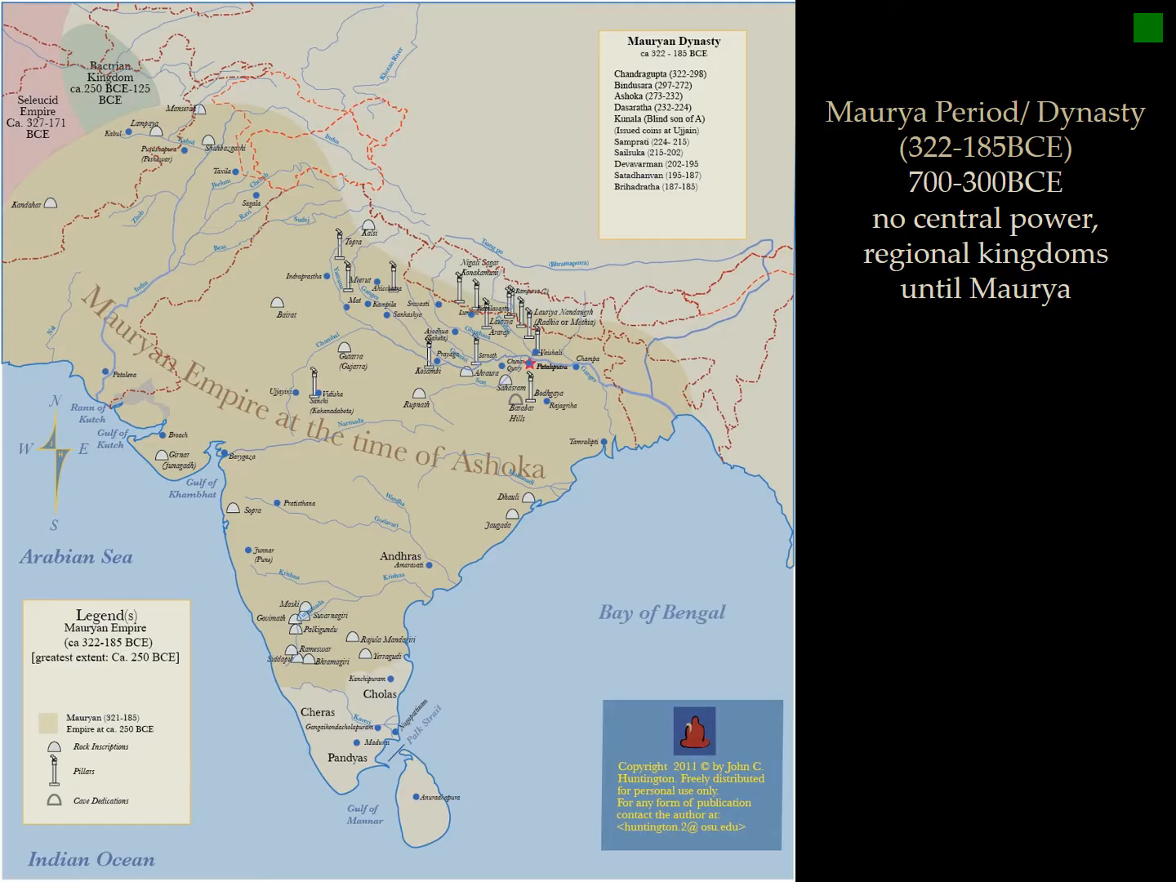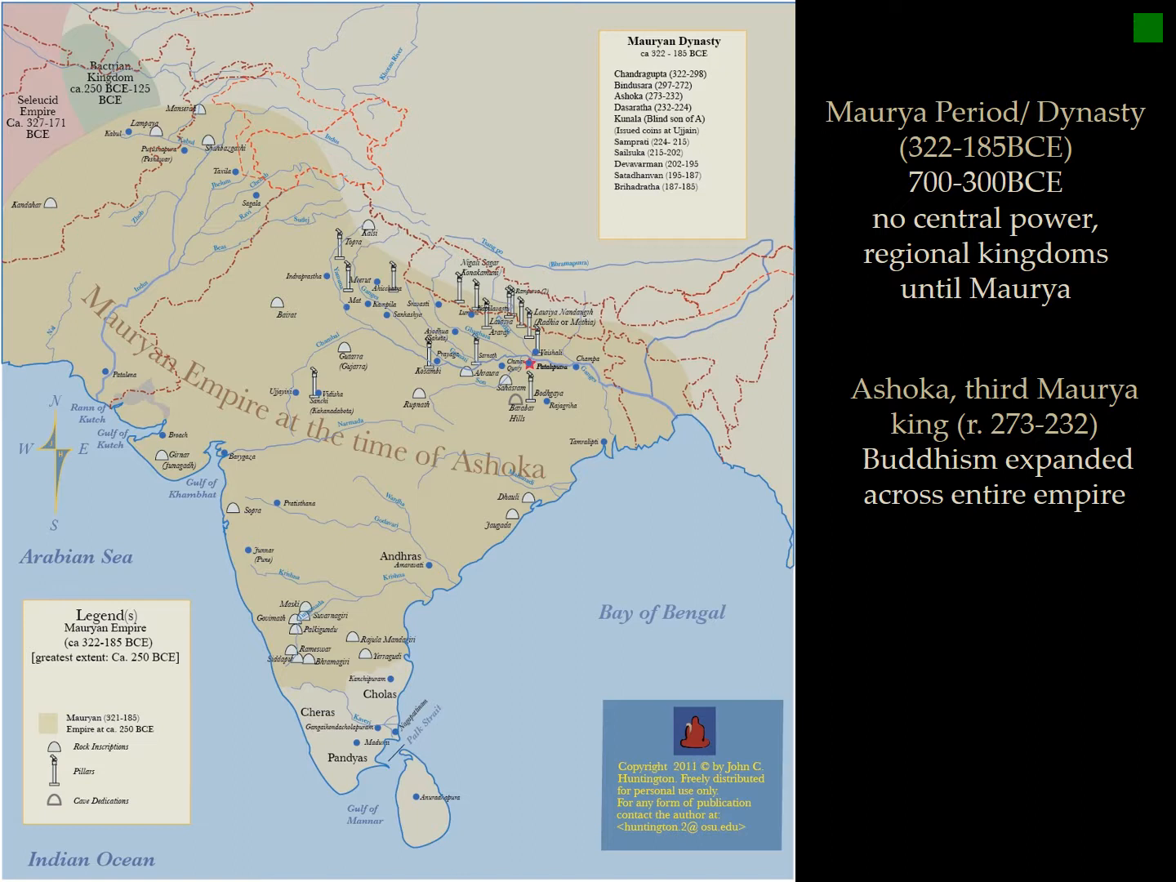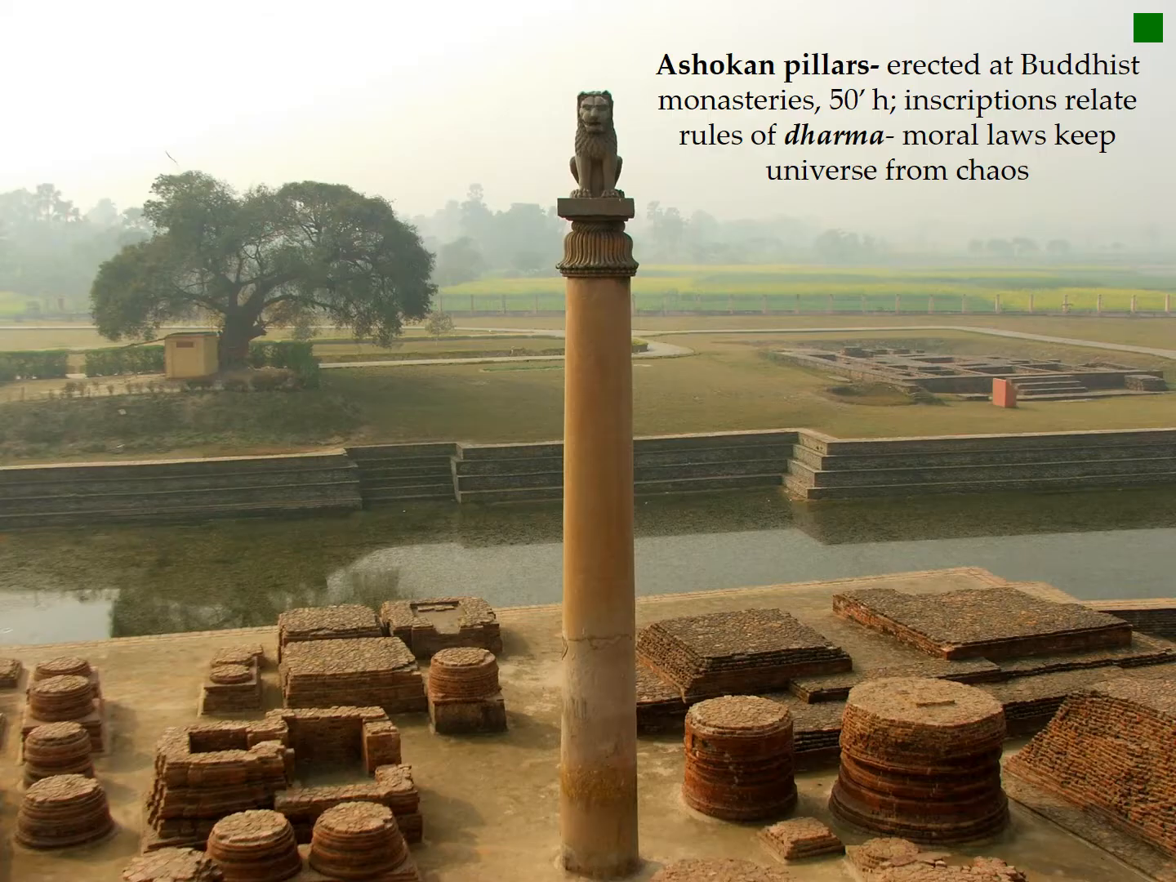From 700 to 300 BCE, there was no central power, and regional governments are going to rule until the Mauryan dynasty or period, which lasts from 322 to 185 BCE. During this, we find that, at the time of Ashoka, a series of columns will be erected to show the spread of Buddhism and the king's allegiance to it. Ashoka, who was the third Mauryan king, who ruled from 273 to 232, is going to spread Buddhism across the entire range of his empire, that is modern-day India.